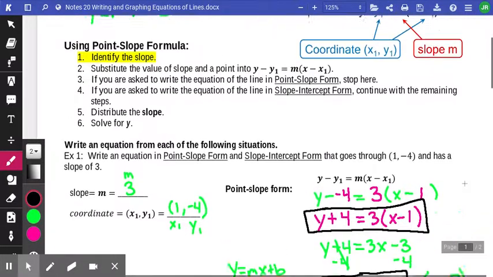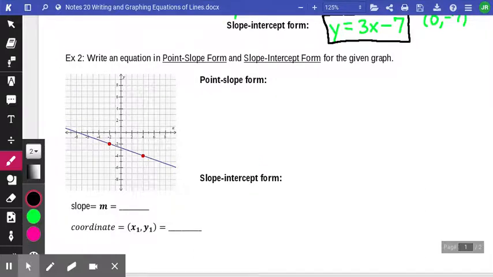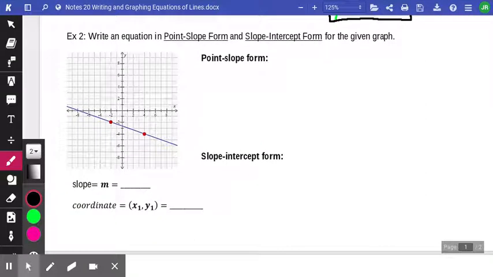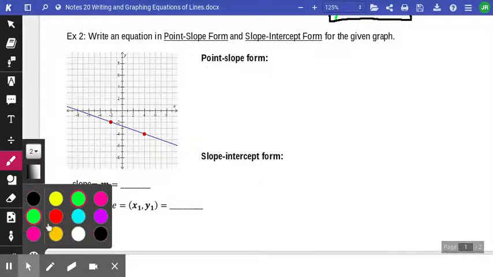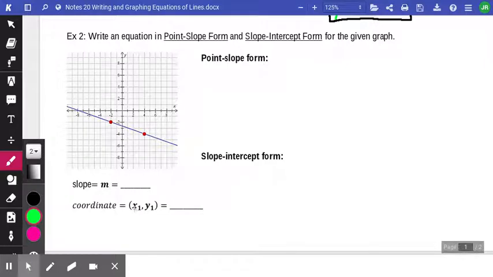Let's do another example. This next example, I'm given information about my line, but this time the given information is a graph. So I need to pick apart this graph and come up with my slope and an ordered pair. So slope, first thing I need to do is read my graph. Going from left to right, it's going down, which means my slope is negative. Next thing I need to do is my rise over run. So how many do I need to go to the level of my other point?